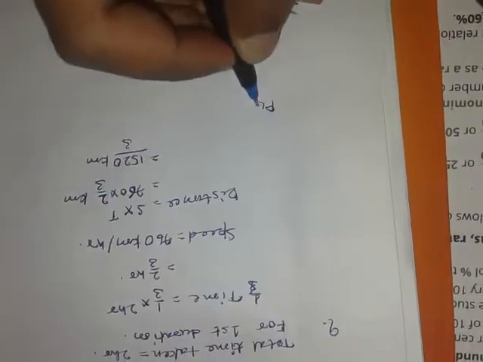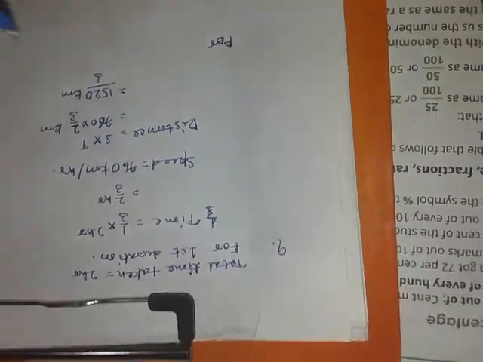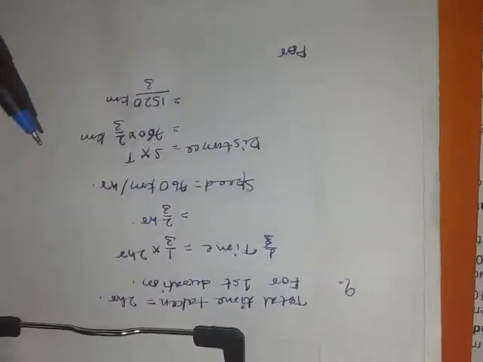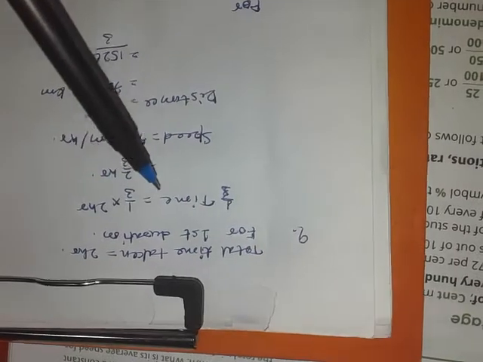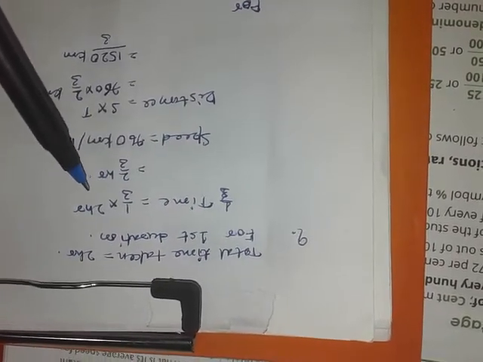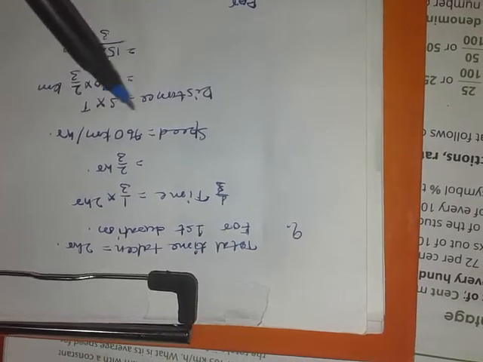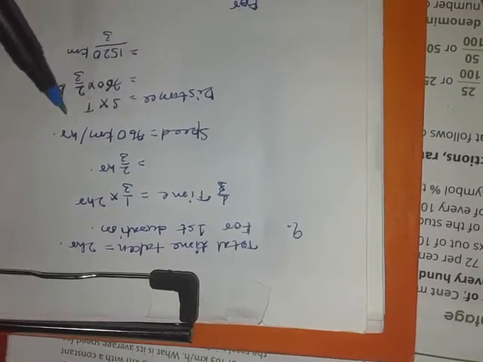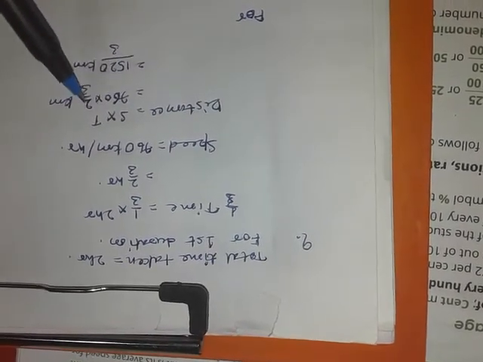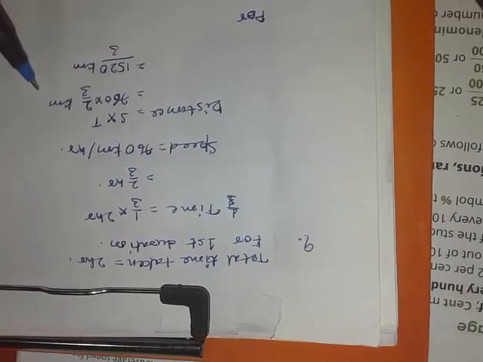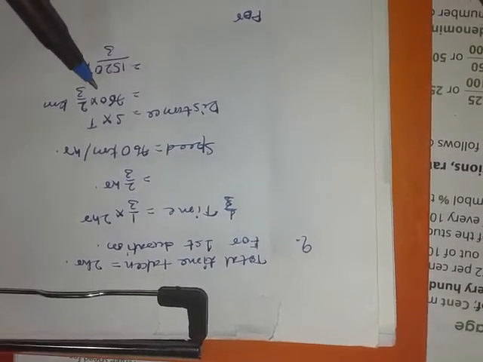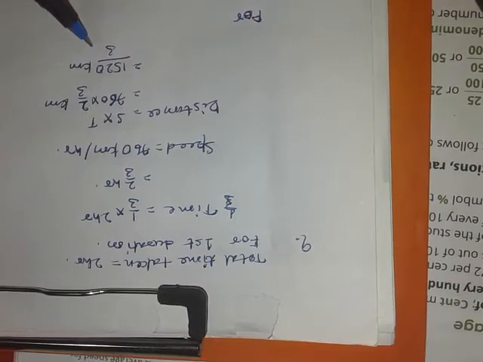Now, sorry, I think it may not be in the camera video. Again I explain here. Time is 1 by 3rd of 2 hour because it is given 1 by 3rd of that time, that is 2 hour. So it becomes 2 by 3 hour. Now speed is given to us, 760 km per hour. The distance equals s into t, that is 760 into 2 by 3 kilometer. Here nothing we can cancel, so we multiply numerator with numerator and we write like this.